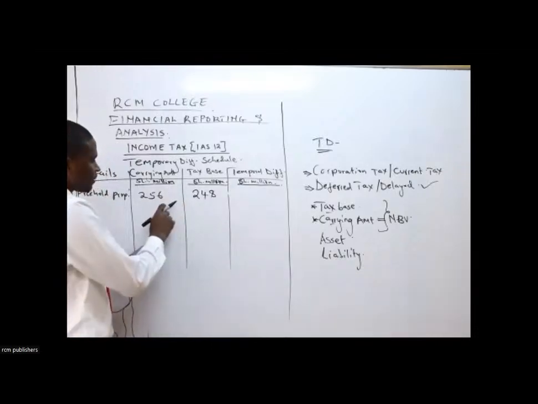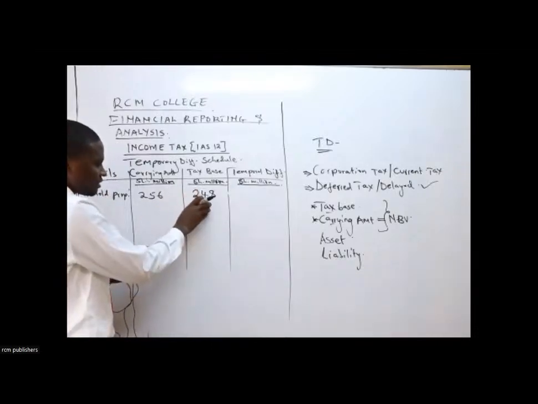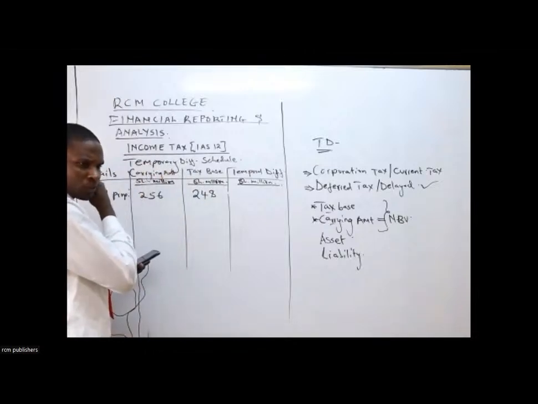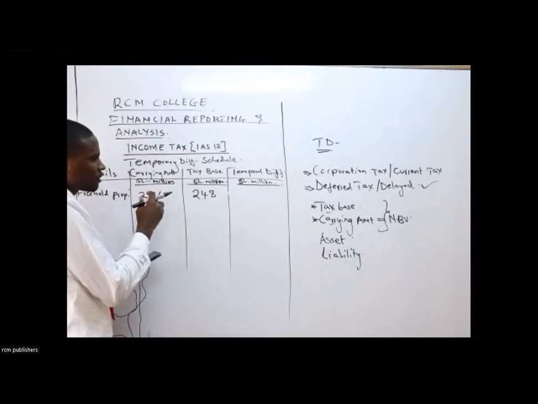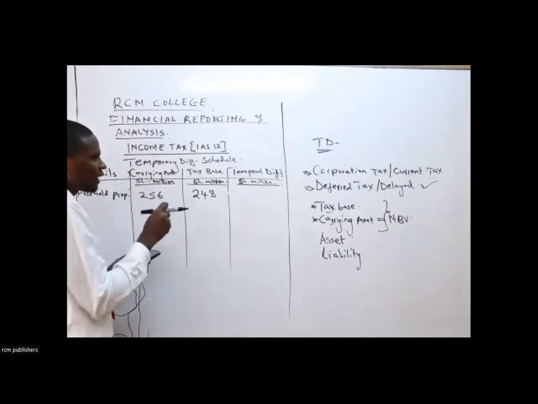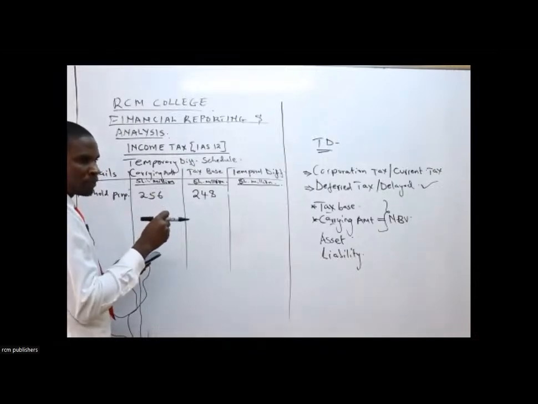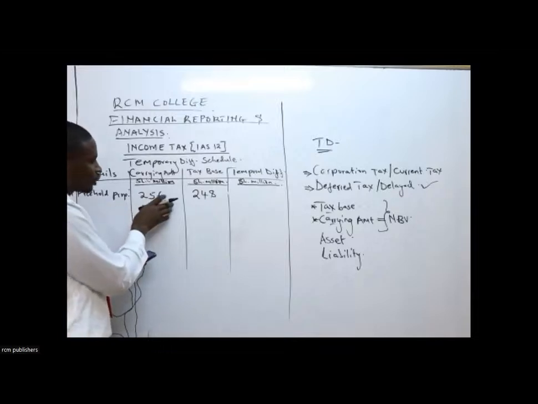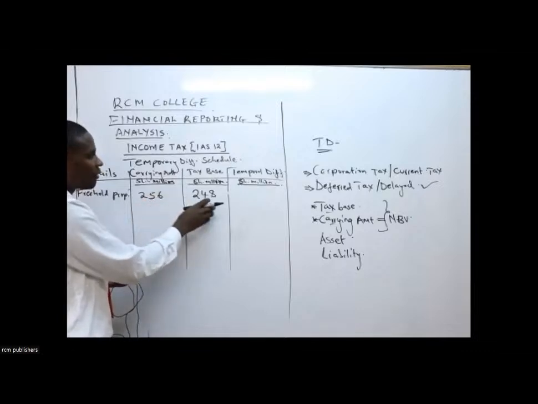Now, with this being the carrying amount, and this being the tax base, we want to look at the temporary difference. We want to determine the temporary difference. Will our temporary difference be negative or positive? We are dealing with the asset. Therefore, we have to just check what we have as our carrying amount, which is 256, and then we subtract what?